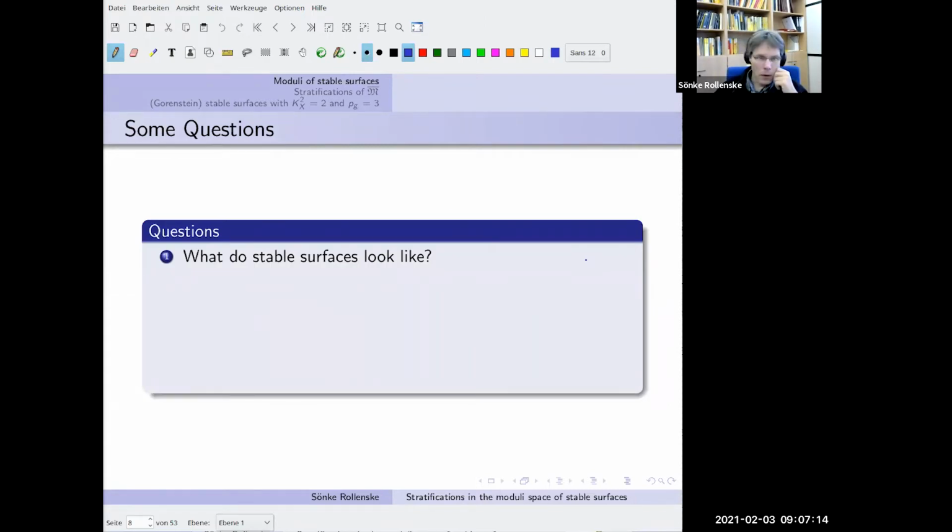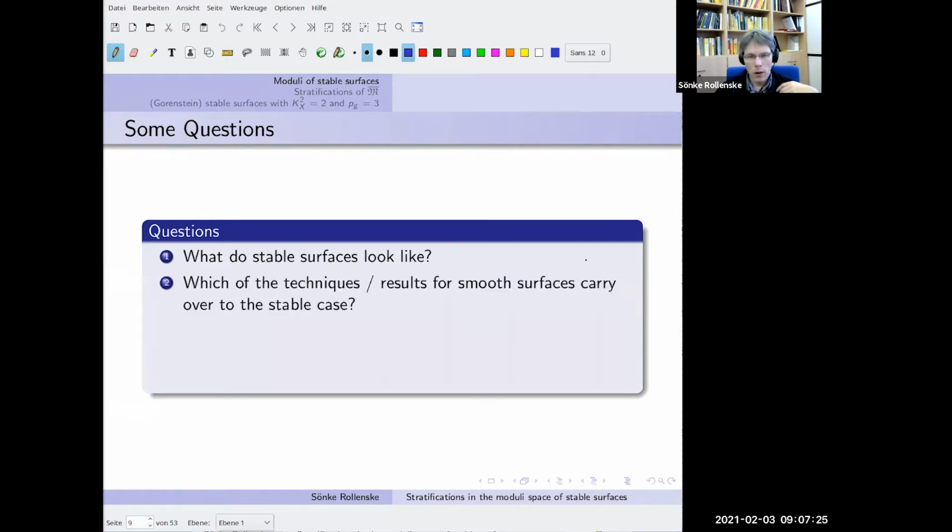Okay, we have seen some local pictures. So here are some questions one might ask. What do stable surfaces look like, maybe more globally than local pictures? Maybe one can ask which techniques and results that we have for smooth surfaces or, say, canonical models carry over to this stable case.